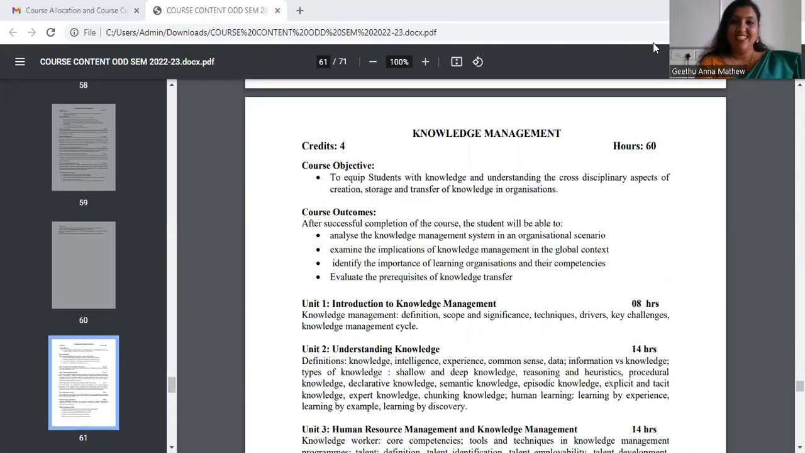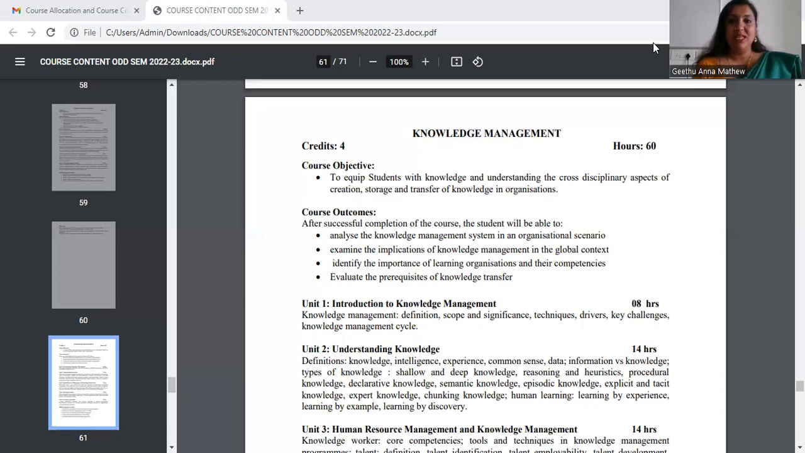Good morning, all. In today's session, I'll be giving a quick introduction to the knowledge management subject. It's one of the specializations of human resource management, and this subject is introduced in our curriculum from this current year onwards. Why is knowledge management an HR specialization, and what are the topics we are going to cover? That is what we are going to discuss in the first video.